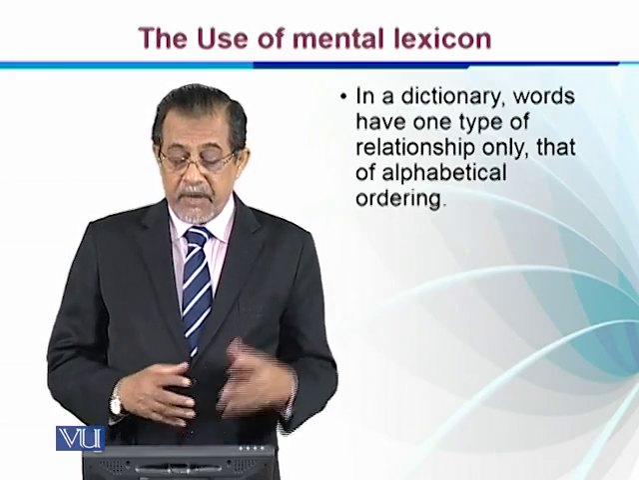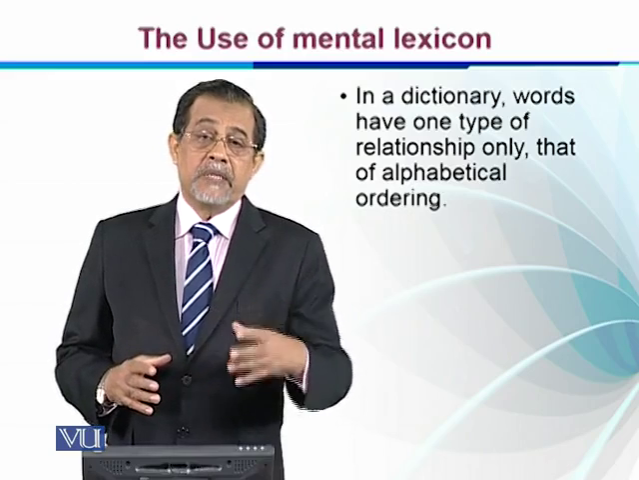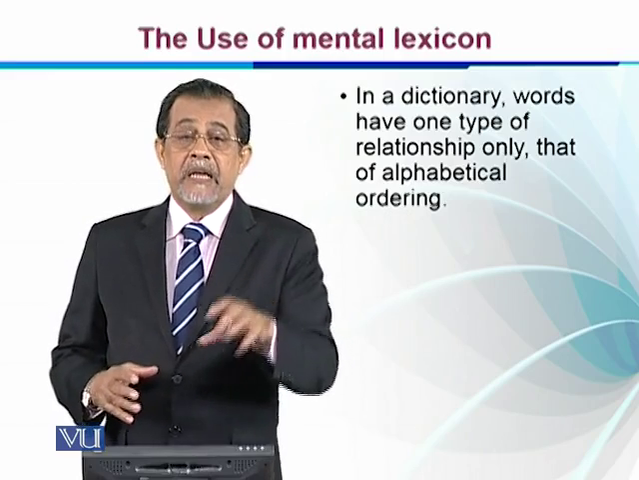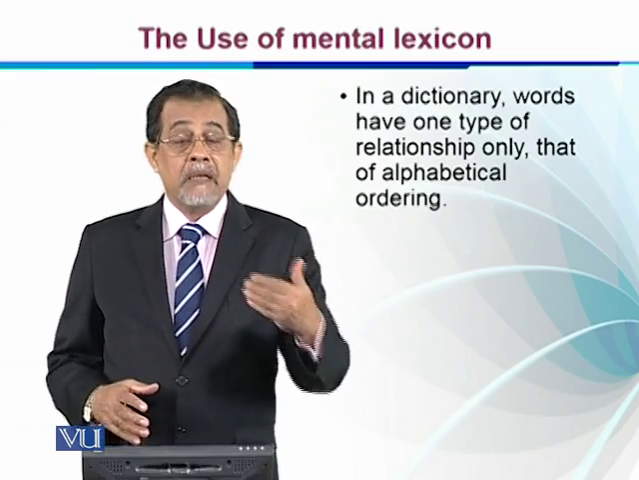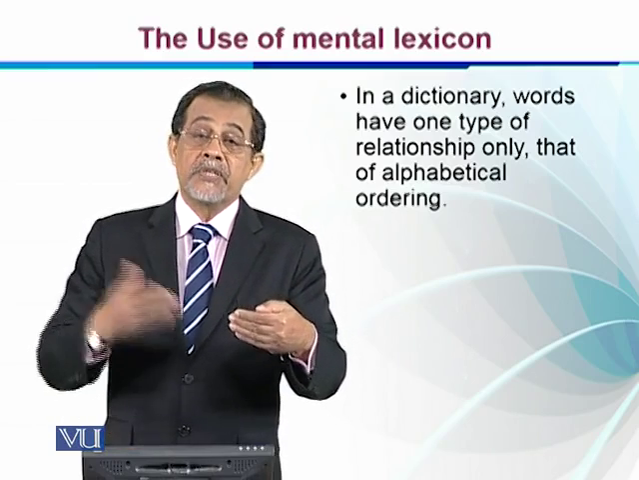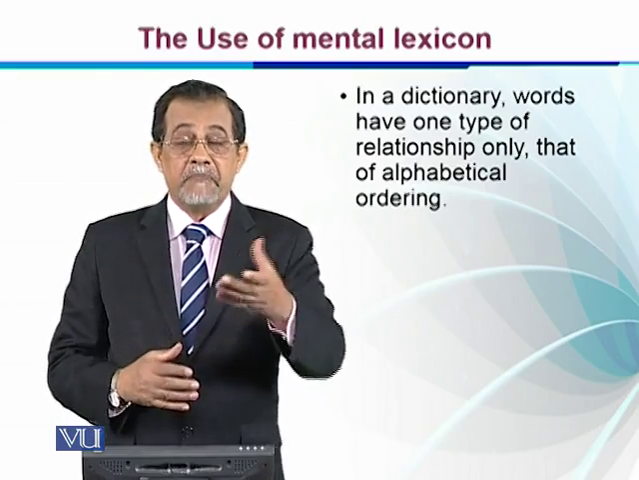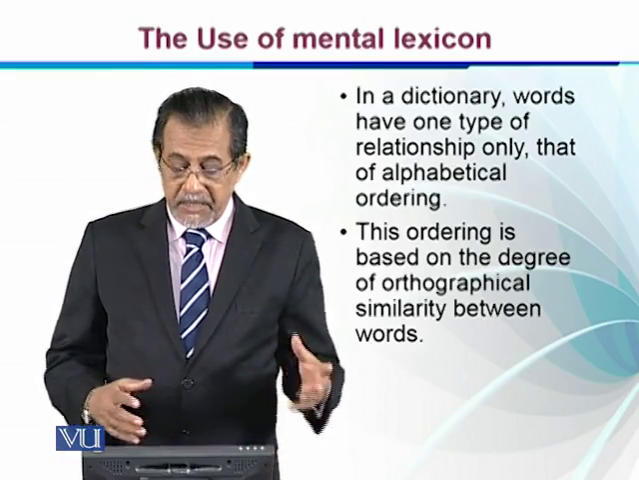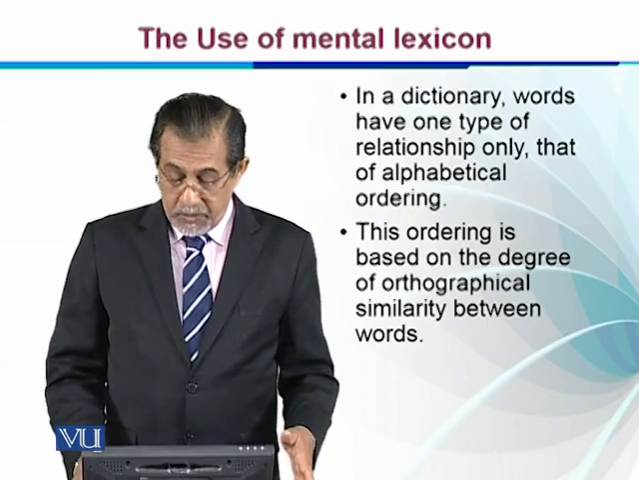In a dictionary, words have one type of relationship only, and that is alphabetical order. Words are stored or compiled in a dictionary on the basis of their alphabetical relationship. Obviously, the words starting with B come after the letter A, and the words starting with C will follow B. There cannot be a case where B comes first or later. This ordering is based on the degree of orthographical similarities between words.